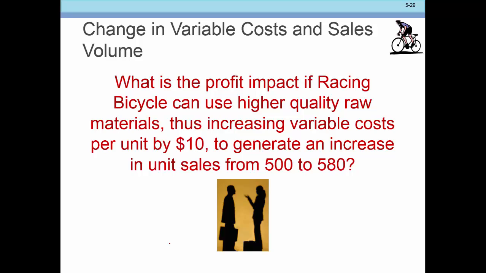Okay? Okay, good. Let's see if we should follow this idea now. And so now we're going to increase our sales from 500 to 580. The way we're going to increase our sales is by getting the talk around the campfire to be that we have a better product. So we're going to use more expensive materials, which is going to increase my variable expense. But I'm thinking that now people will say, yeah, this is the bike of the century. You've got to buy this thing, right? And I'll be able to increase my sales from 500 to 580.